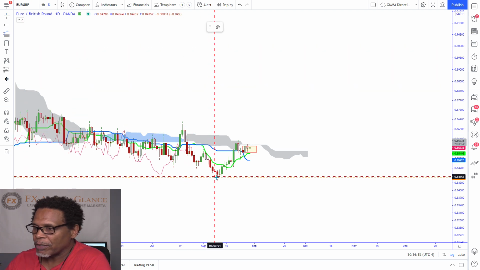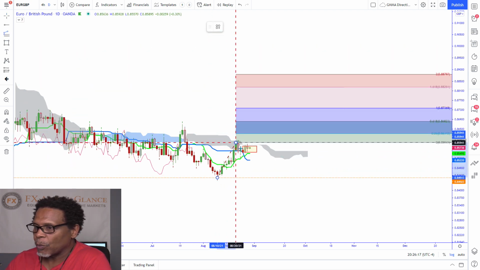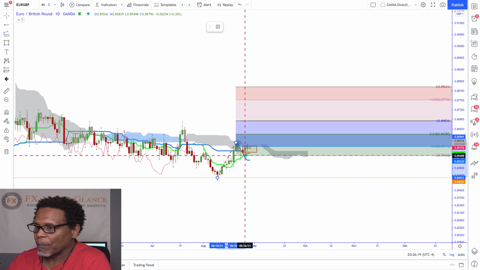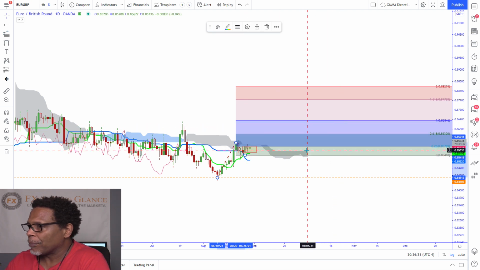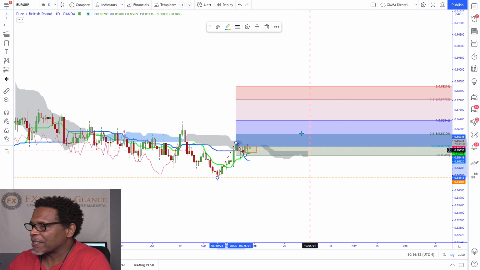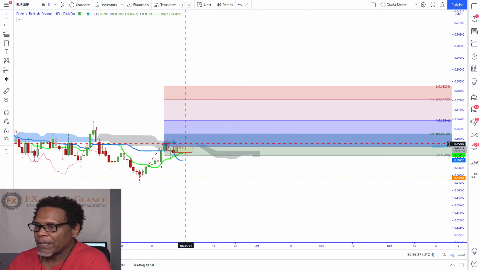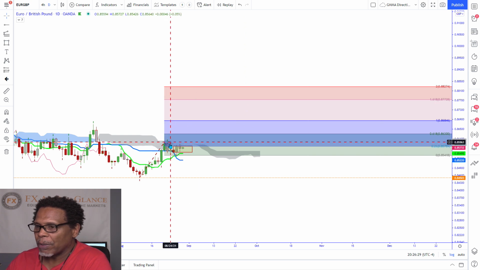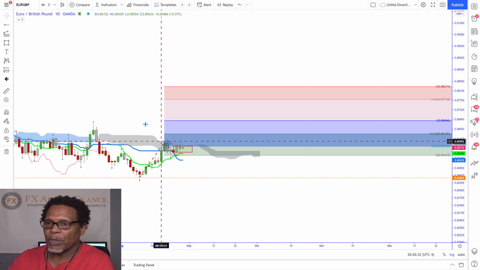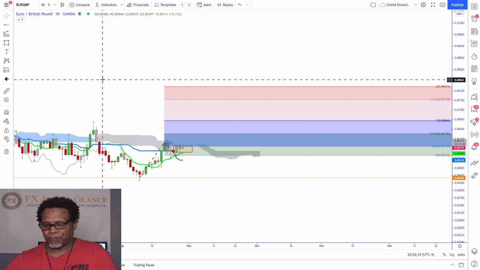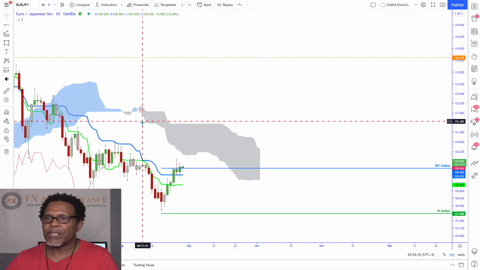I always have that marked. We could shoot for that target, which would be right here at 0.86846. That'll be the one-to-one measured move that we would be looking for once we make this move. Now also, the breakout will probably break us past the 2 level, so we wouldn't really have to worry about that too much, okay? So next one is going to be Euro Yen.